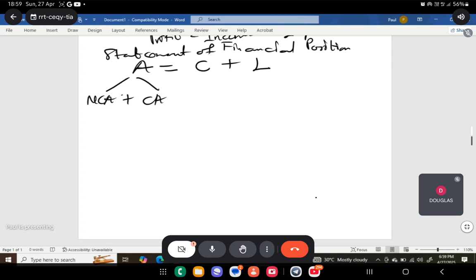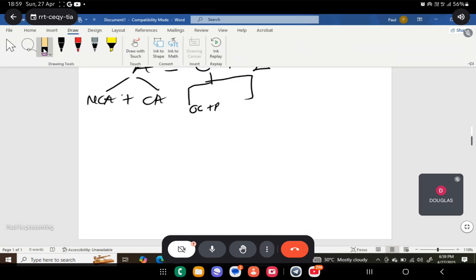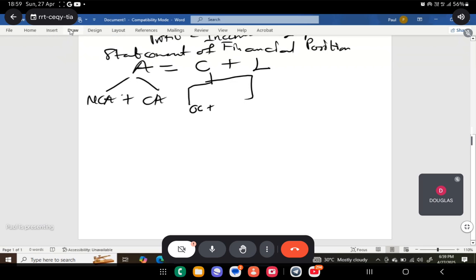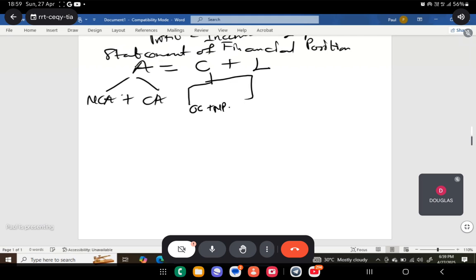And I told you that capital has its components. And I said capital is the opening capital, that's the one in the trial balance. Then any net profits we get from the income statement, we bring it here. Then if there are drawings, we subtract, and that will give us capital.